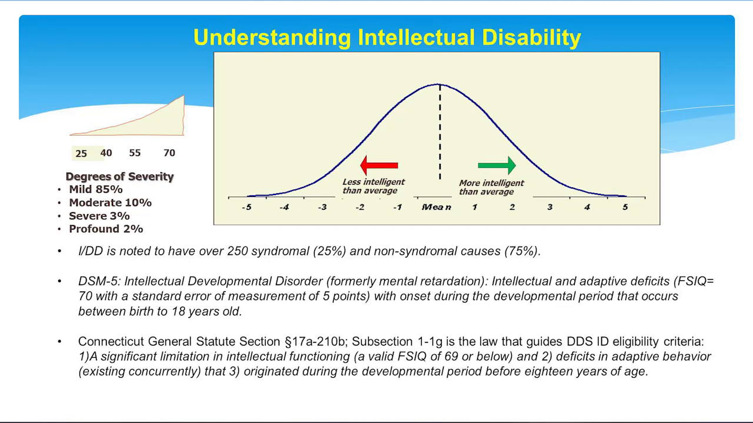If you notice, the Connecticut General Statutes definition is similar but different. To qualify for an intellectual disability under the statutes, the criteria is a significant limitation in intellectual functioning, meaning a valid full-scale IQ score of 69 or below, with concurrent deficits in adaptive functioning that also originated during the developmental period from birth to 18 years old. Standard error measure is not included in this definition.